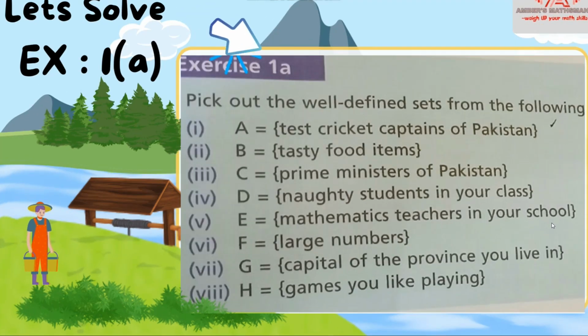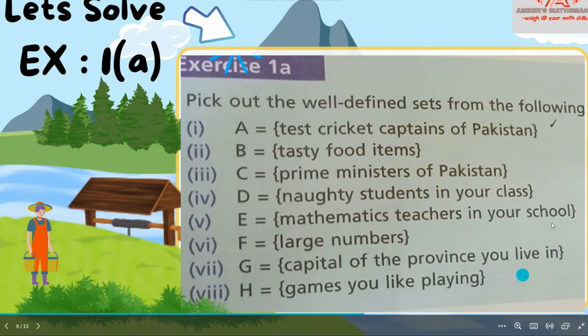G is equal to capital of the province you live in. Yes, we can write down the capital of whichever province we live in. H, games you like playing. Yes, we can list down all the games we like to play.